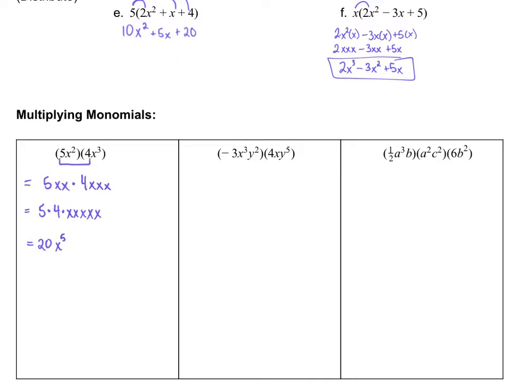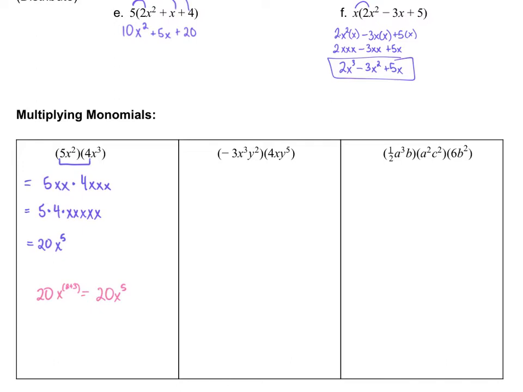Another way to solve it is maybe you recognize that 5 times 4 is 20, and if you have x squared times x cubed, that's x to the 2 plus 3, which gets you 20x to the 5th.